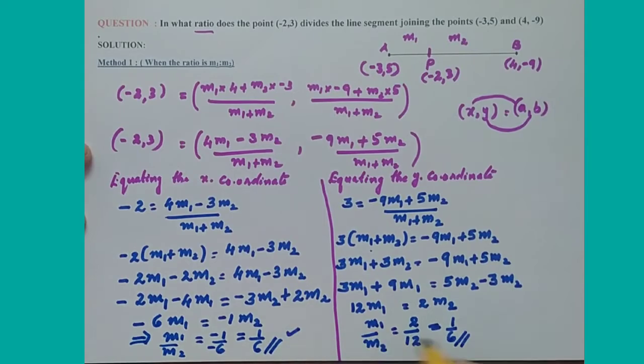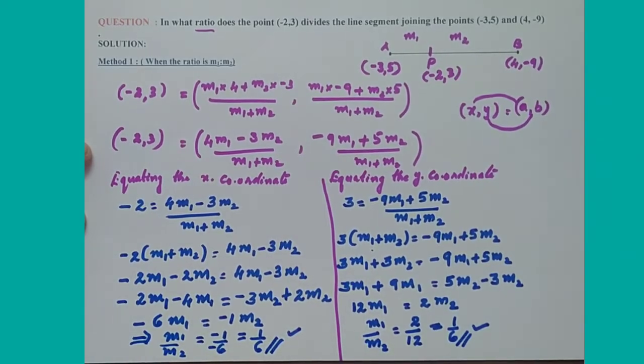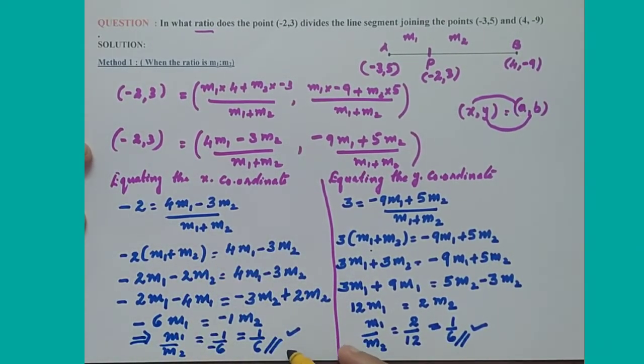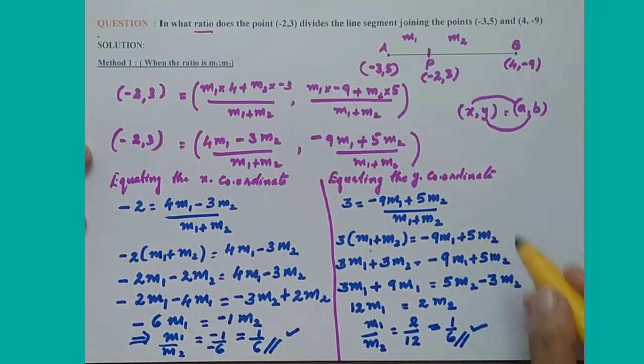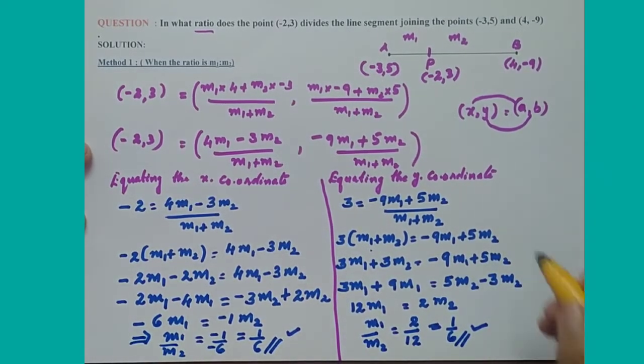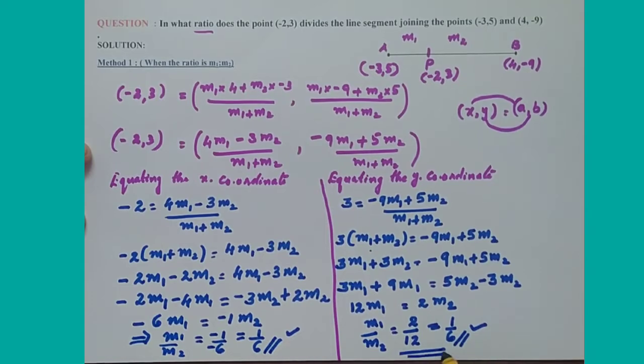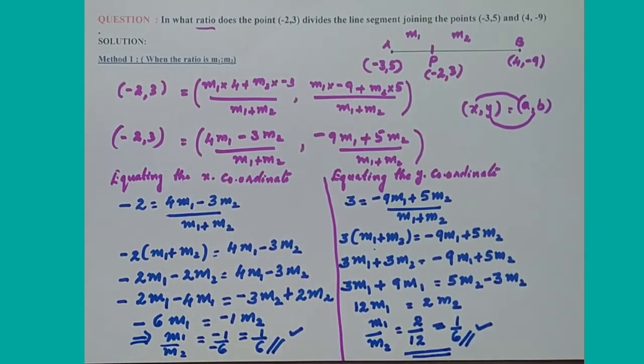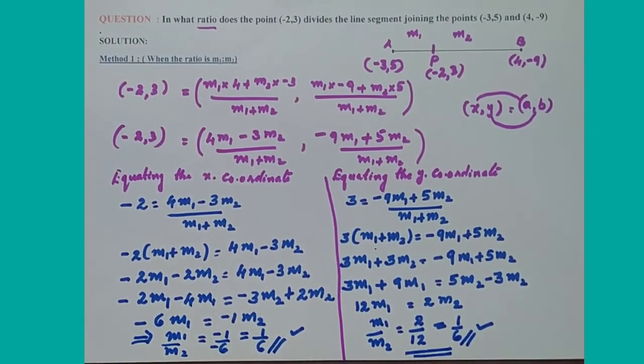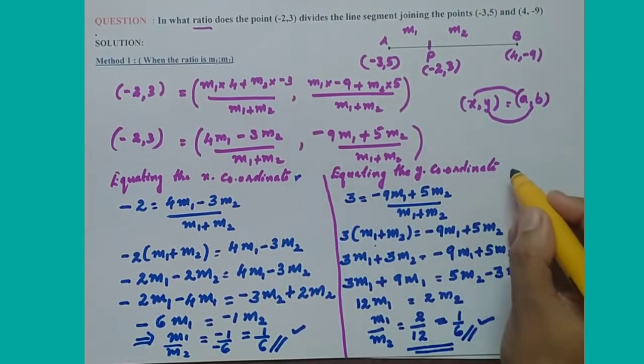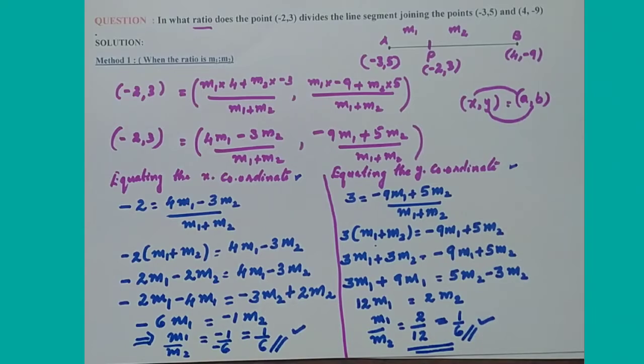Now you can realize that both the answers are the same. Even if you equate the x coordinate, you get 1 by 6, and for the y coordinate you get the same value, 1 by 6. Therefore the required ratio you can write as 1 by 6. But now you have a doubt: during the exam, do you need to equate the x coordinate or the y coordinate? Don't waste time doing both. Either you can equate the x coordinate or you can equate the y coordinate.